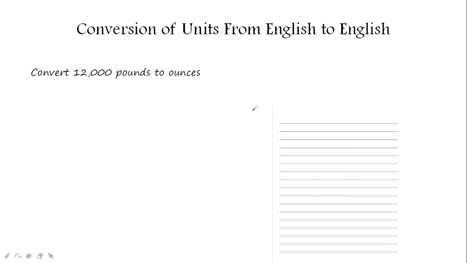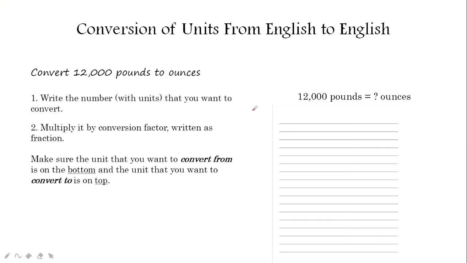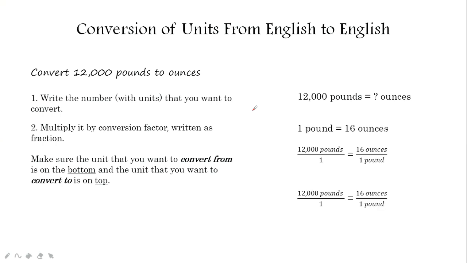So, convert 12,000 pounds to ounces. Okay, so first we have to write the number that you want to convert. So, 12,000 pounds is equivalent to how many ounces? And next, multiply it by the conversion factor written as a fraction. So, 1 pound, if we look at the English system, is equivalent to 16 ounces.